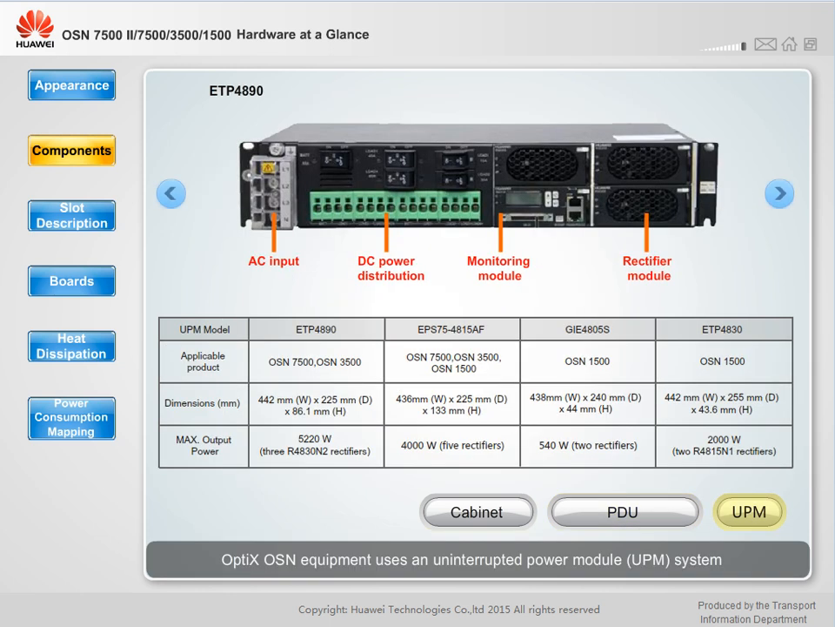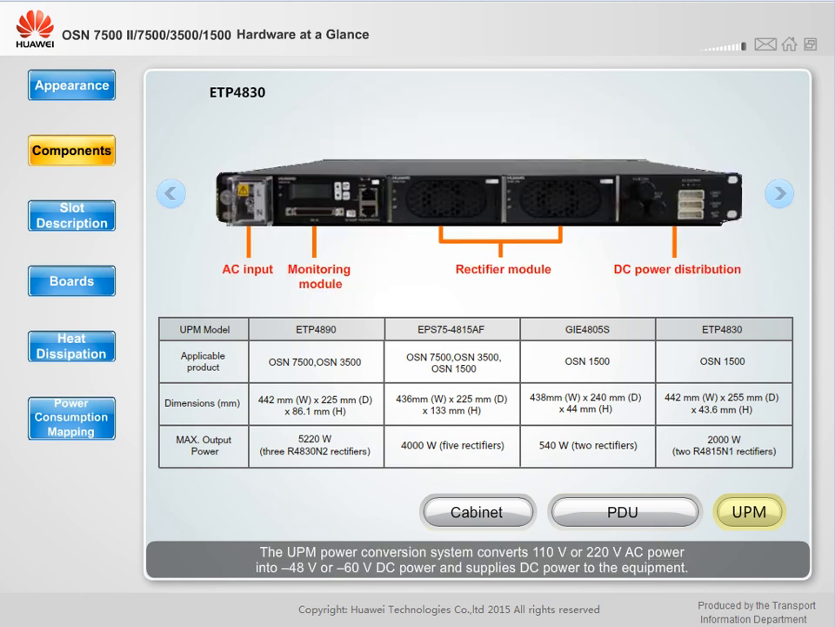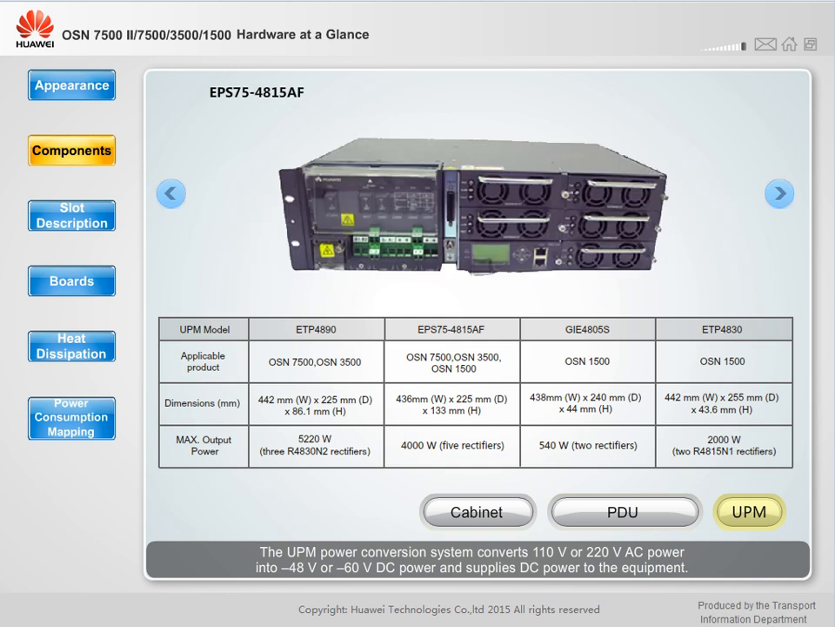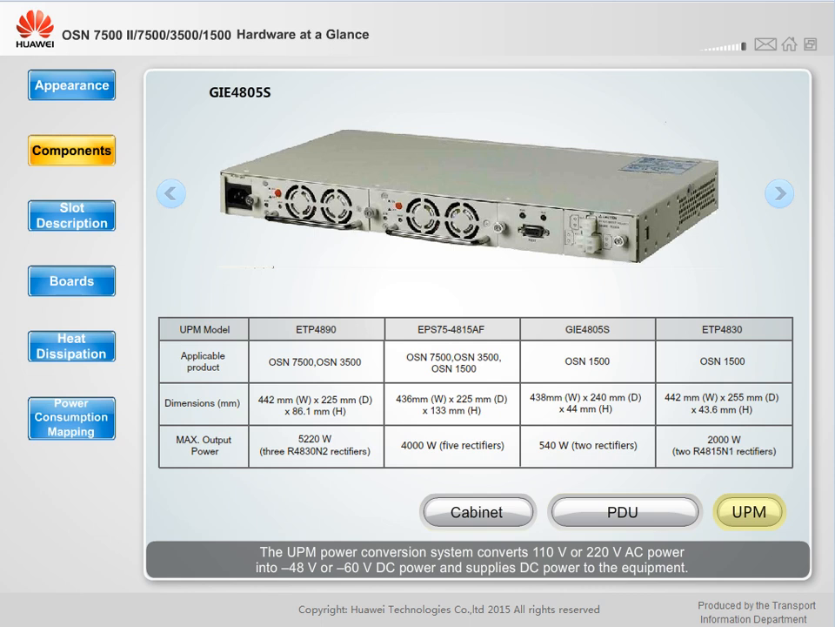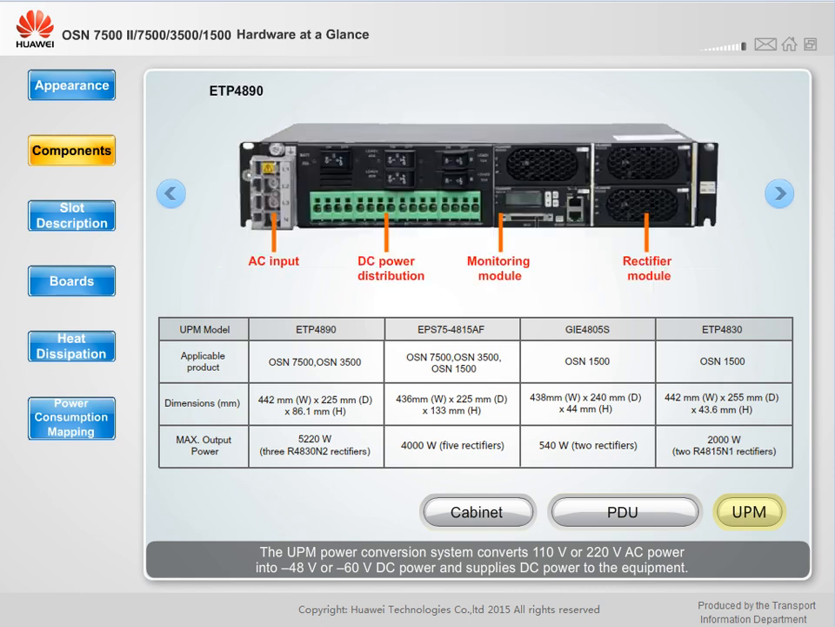OptiX OSN equipment uses an uninterruptible power module, UPM, system to support the access of 110 volts or 220 volts power. The UPM power conversion system converts 110 volts or 220 volts AC power into -48 volts or -60 volts DC power and supplies DC power to the equipment.